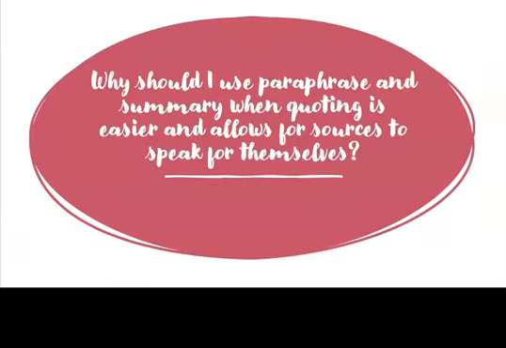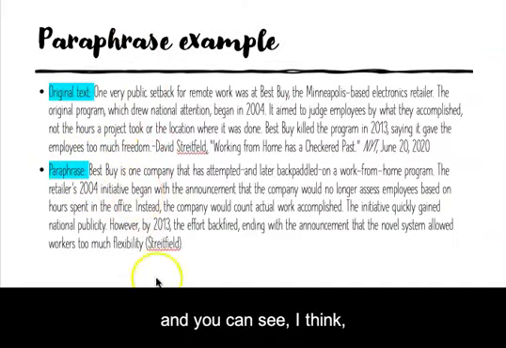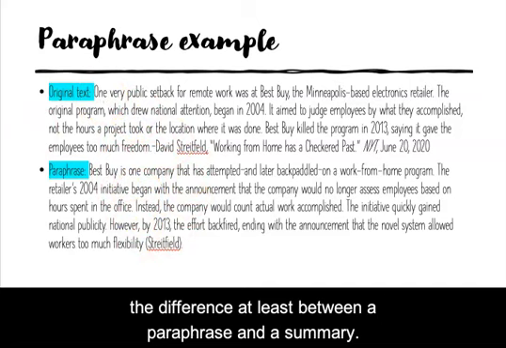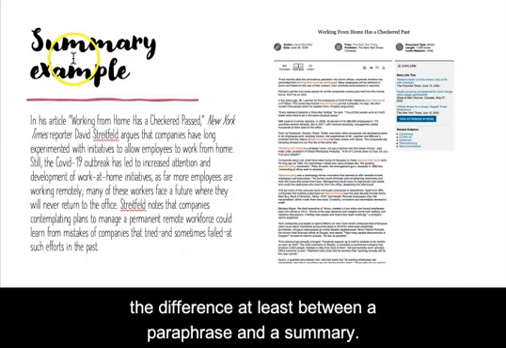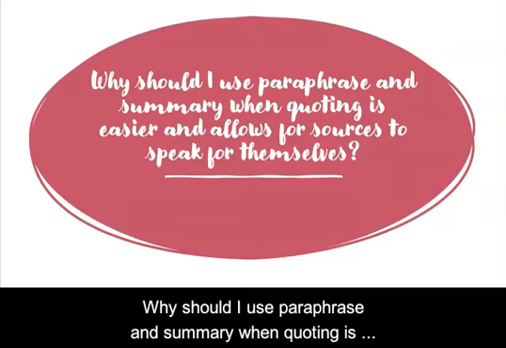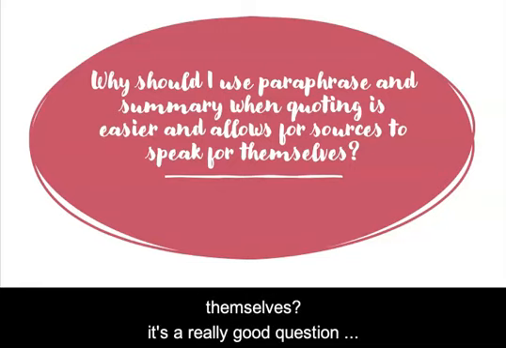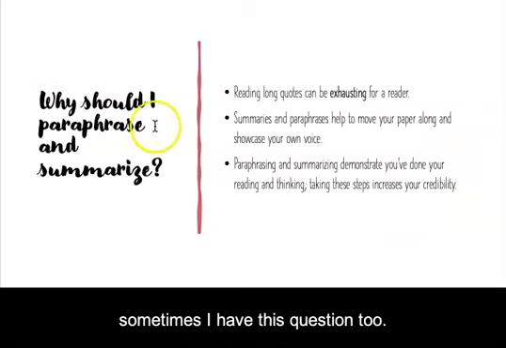All right. So you can see that I paraphrased here. I put citations here. And you can see, I think, the difference, at least between a paraphrase and a summary. All right, so here's the question. Why should I use paraphrase and summary when quoting is easier and it allows for sources to speak for themselves? This is a really good question. Sometimes I have this question too.